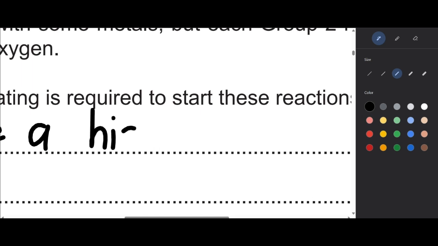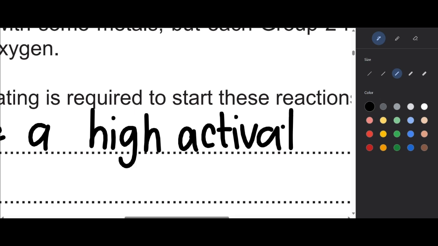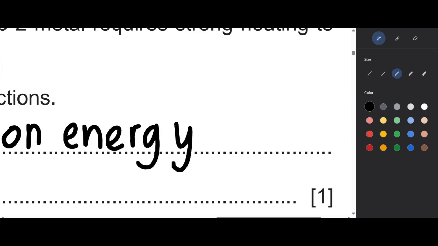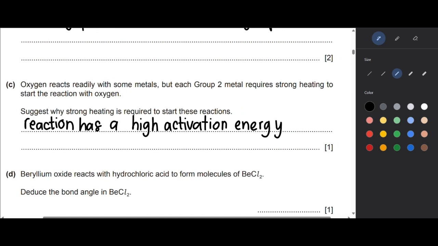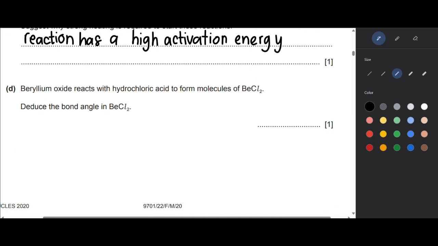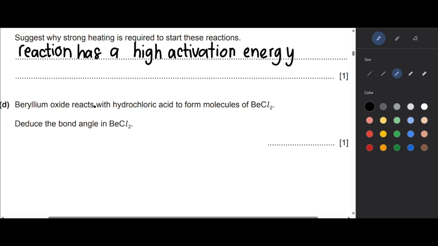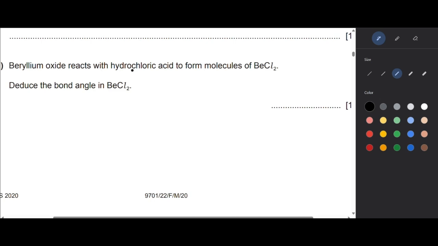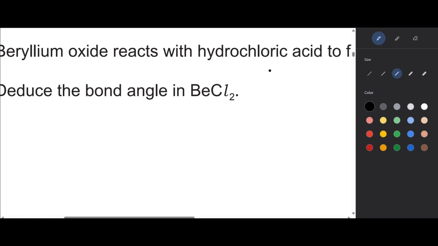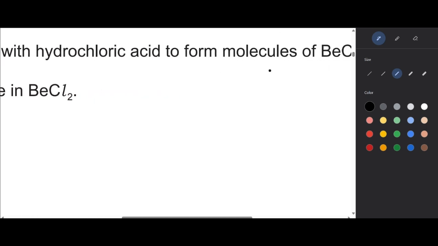The reaction has a high activation energy, so it is needed to break the strong bond in the reactant initially. Beryllium oxide reacts. The next question: beryllium oxide reacts with hydrochloric acid to form molecules of BeCl2. Deduce the bond angle in BeCl2.